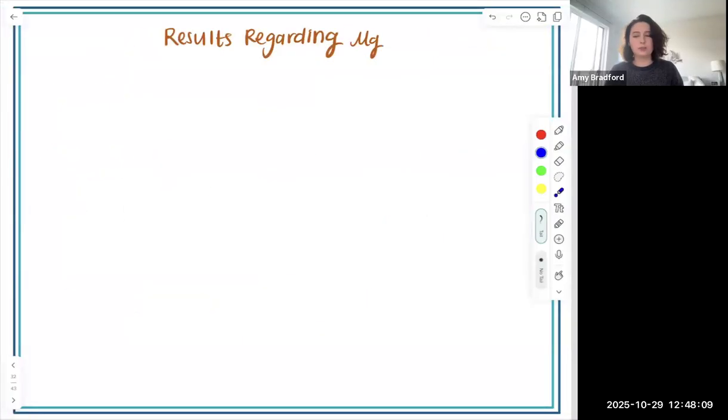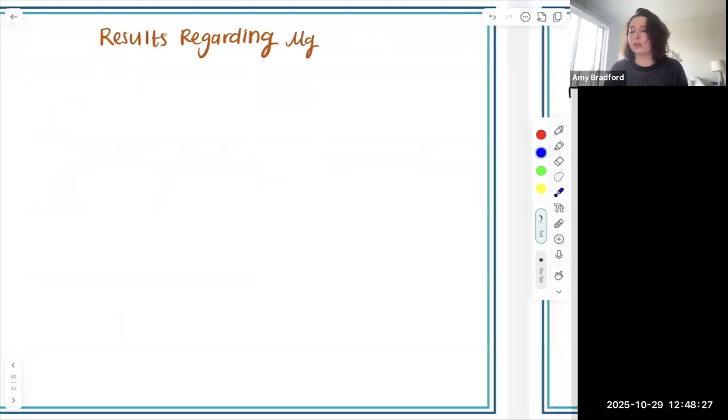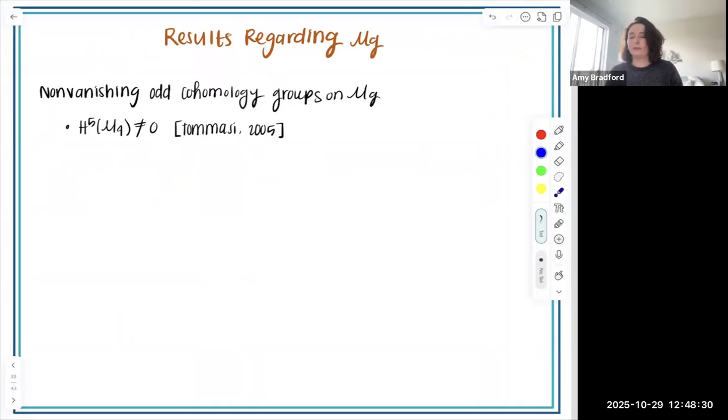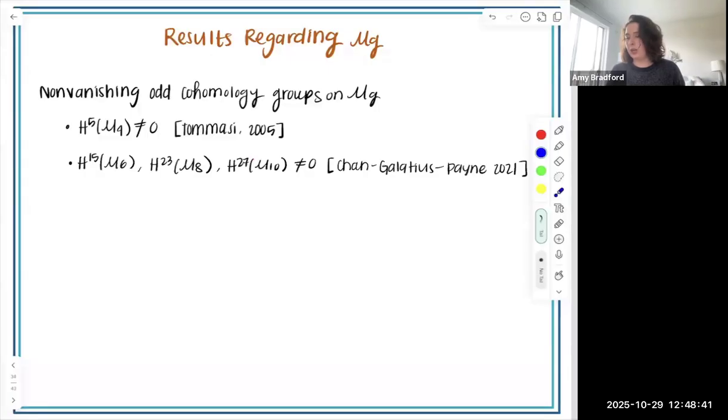And so what I'll say to finish off this talk is: how did this help us get progress in computing the cohomology of M_g? Historically, computing even degree cohomology has had better results than computing odd degree cohomology. For example, the first example of a non-vanishing odd cohomology group was found in 2005, and then it was just blank for years. And then Sam Payne and Melody Chan and Søren Galatius were able to use this graph complex method to compute 3 new non-vanishing odd cohomology groups.